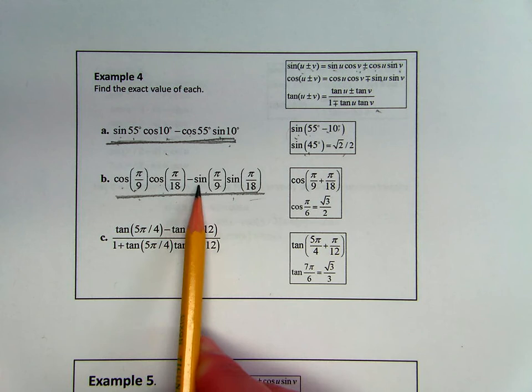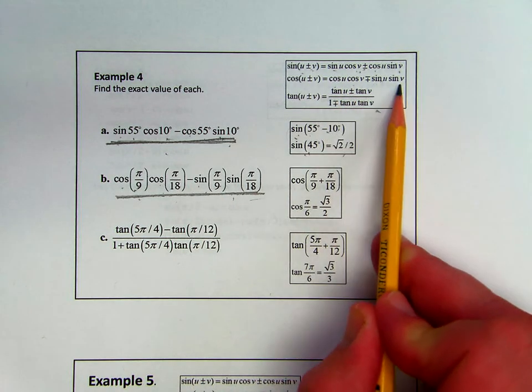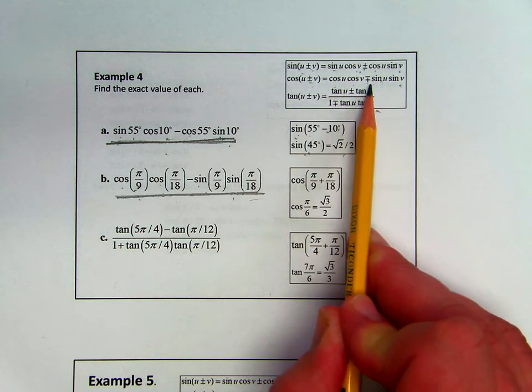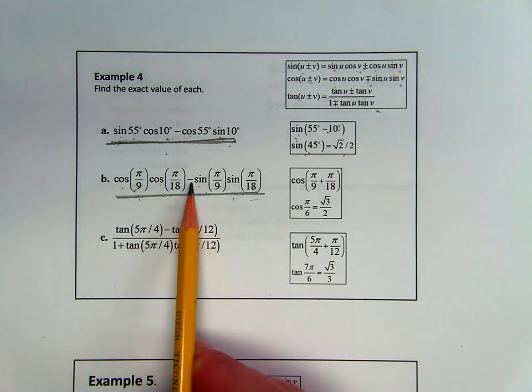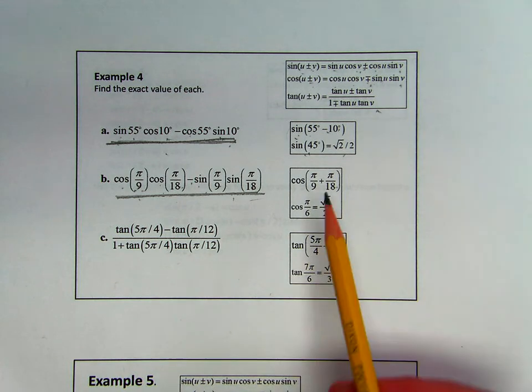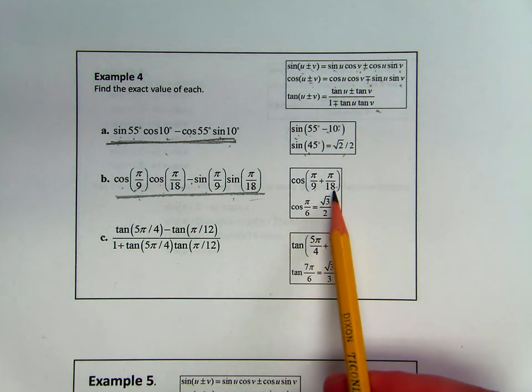Cosine, cosine, sine, sine. This has a cosine pattern to it. And specifically, those guys are opposites. So it's the cosine of the sum, and then the sum of those two angles. So pi over 9 plus pi over 18.